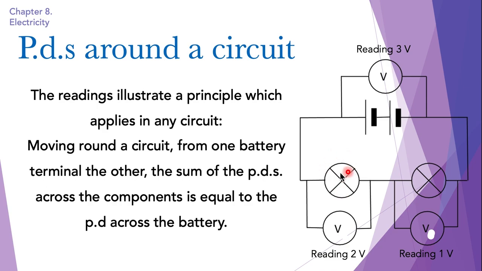So the sum of potential differences across the components, these lamps, is equal to the potential difference across the battery. In simple words, the battery is providing the exact amount of energy these lamps need. So if a lamp or any other component has a potential difference of 1 volt across it, then 1 joule of work is done in pushing each coulomb of charge through it.